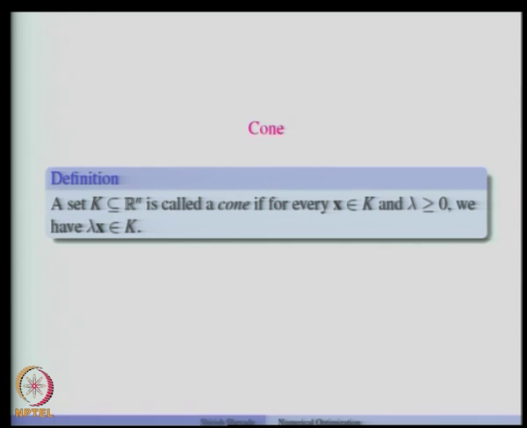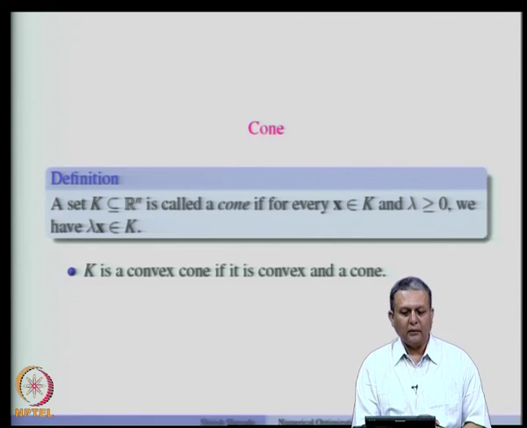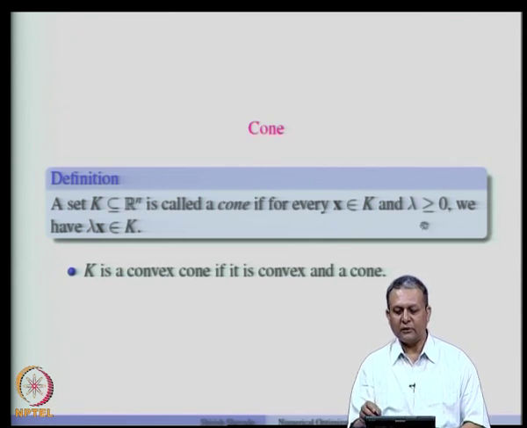Now, let us look at the definition of cone. A set K, which is a subset of Rn, is called a cone if you take any vector x in the set K and a scalar lambda which is non-negative, then we have lambda x belongs to the set K. And one more definition about the convex cone. So, K is a convex cone if it is both convex and it is a cone. So, first of all, it has to be a cone, which means that it should satisfy this definition.